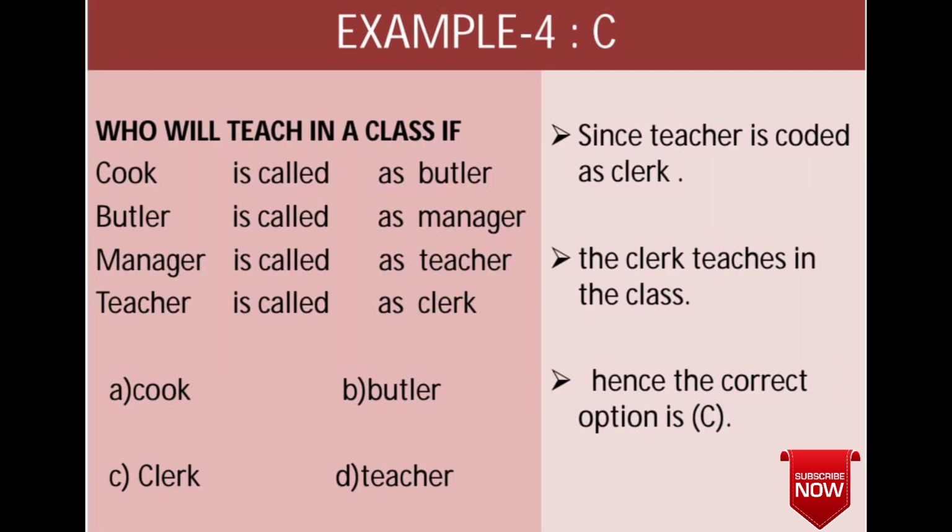So coming to example 4, which is the easiest method, the substitution method. Here you may observe the question: who will teach in a class if cook is called butler, butler is called manager, manager is called teacher, and teacher is called clerk? You may see the options: cook, butler, clerk, teacher.